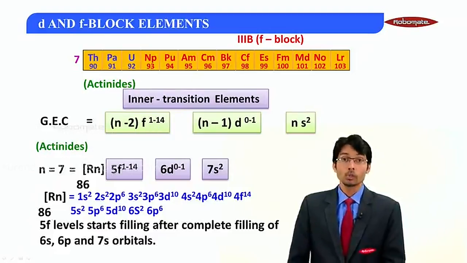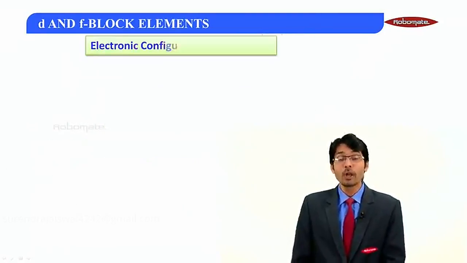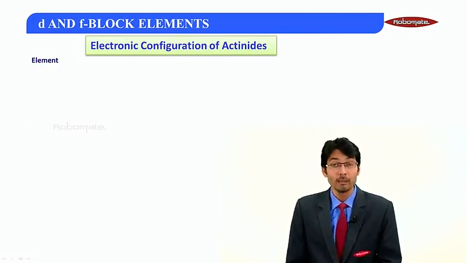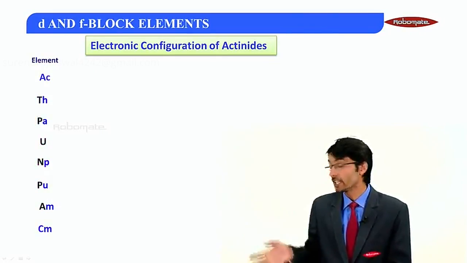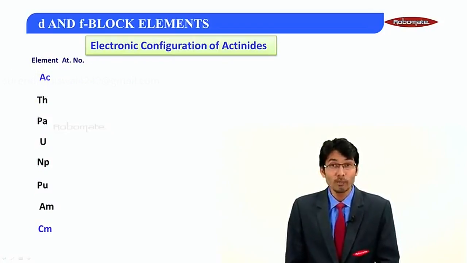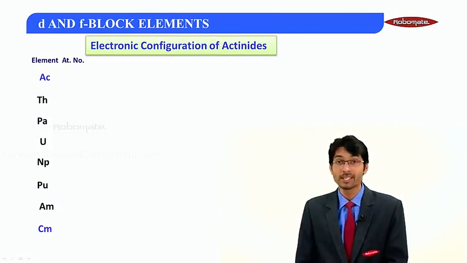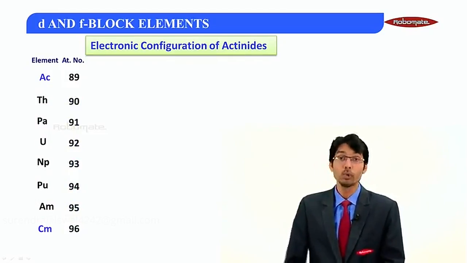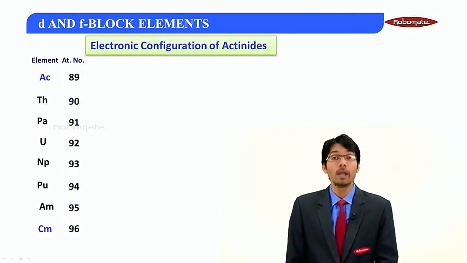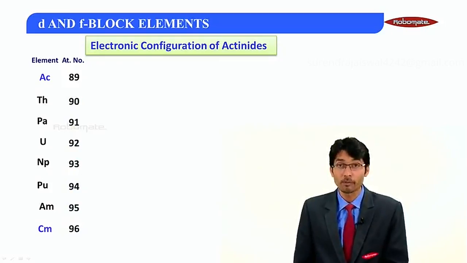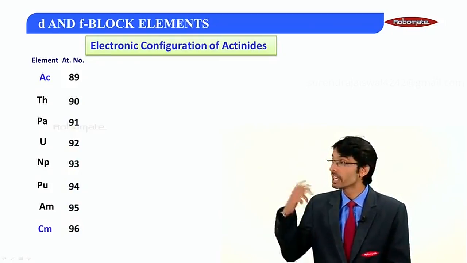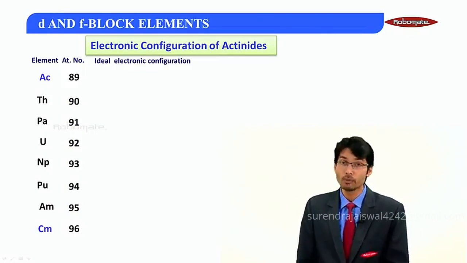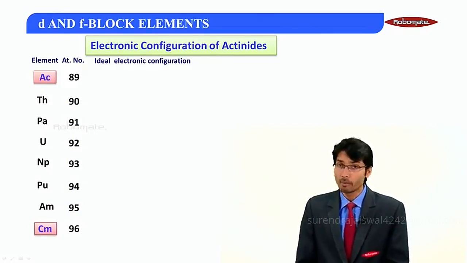So if we are writing the electronic configuration of actinides, the very first column is the element, consisting of actinium to curium. The second column is the atomic number, consisting of 89 to 96. As I showed you, these elements give two different types of electronic configuration. The first is the expected or ideal electronic configuration.